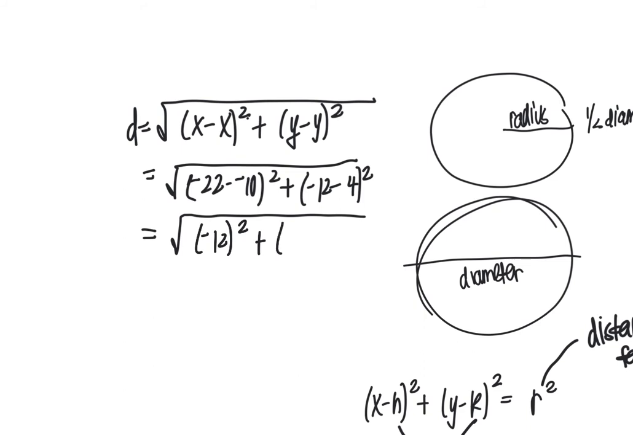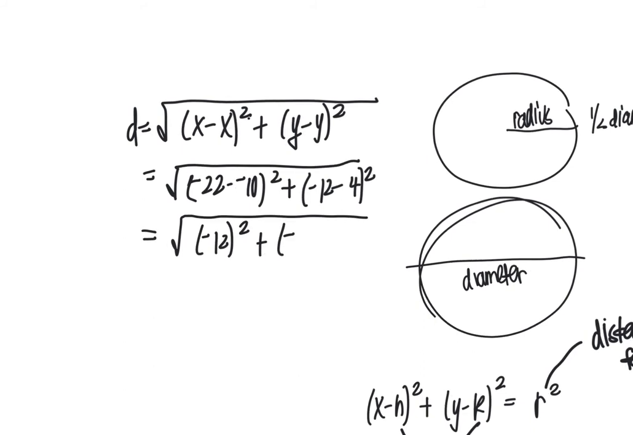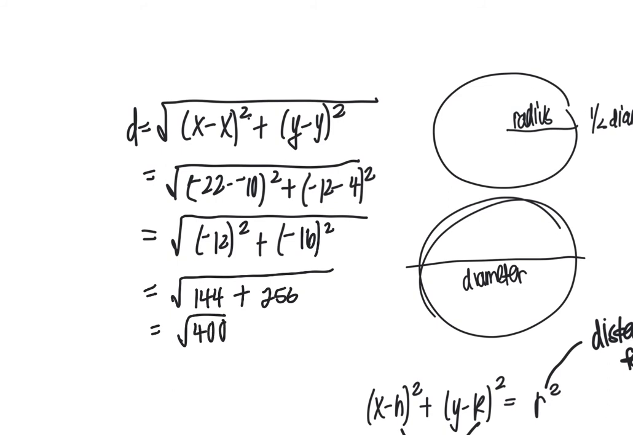squared plus negative 16 squared. And when we square both of those things, we get 144 and 256. Add that together, that is 400. So the square root of 400 is 20, and 20 is the diameter.